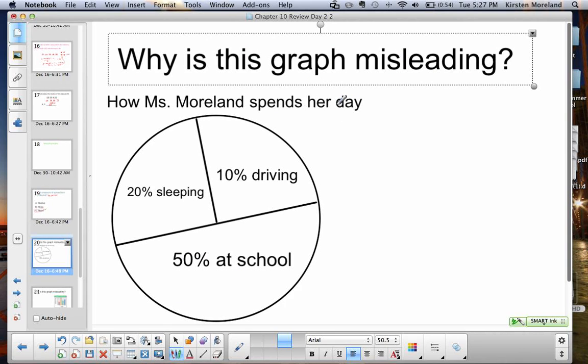Alright, so the last thing is, why is this graph misleading? This pie graph is clearly skewed. 50% looks right, but 20% and 10% do not make up the other 50%. So it doesn't add to 100%. And the pie is obviously skewed because 20% looks like a quarter on this graph.